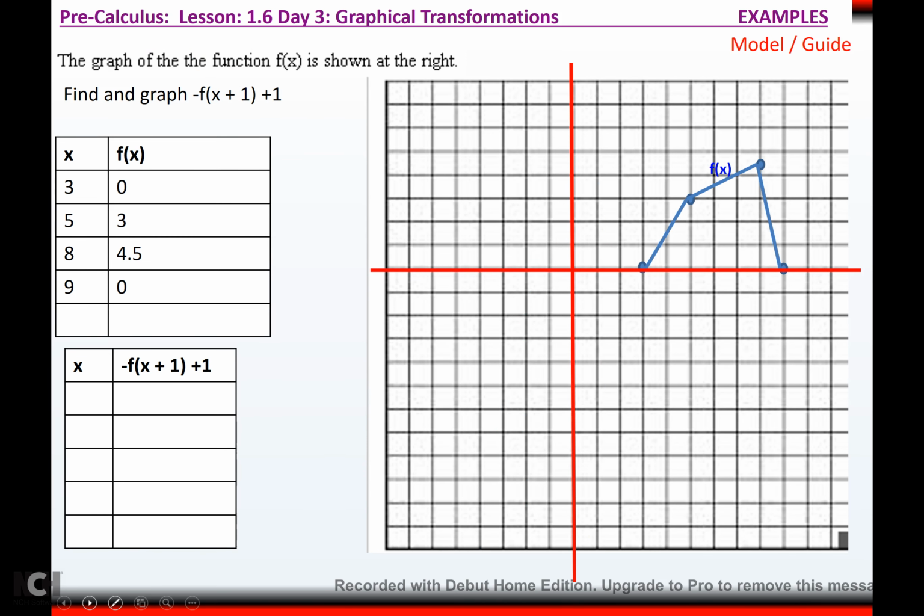Alright, this one we have one thing happening to x and two things happening to y. Multiply by a -1, add 1, and this is going to be subtract 1. I'm going to do my x's first. So I'm going to minus 1, minus 1, minus 1, minus 1. That gives me 2, 0, 4, 3, 7, 4.5, and 8, 0.